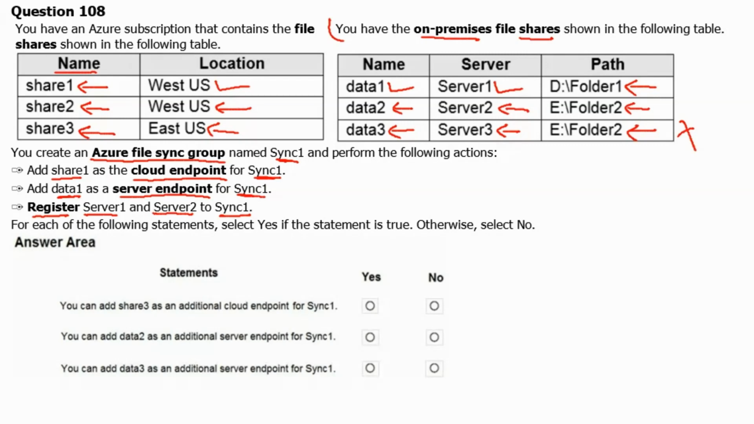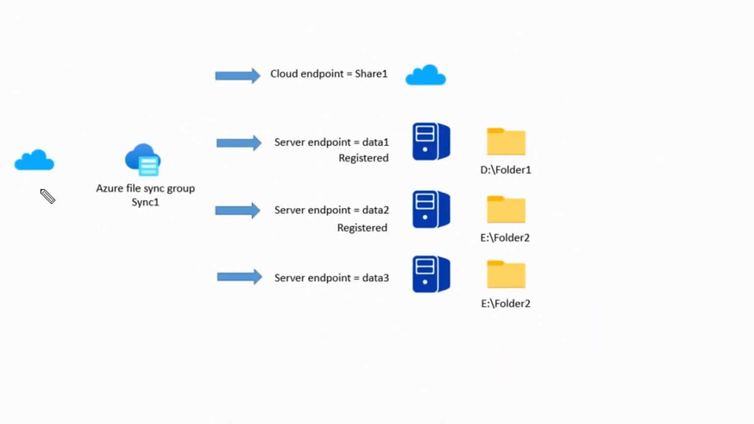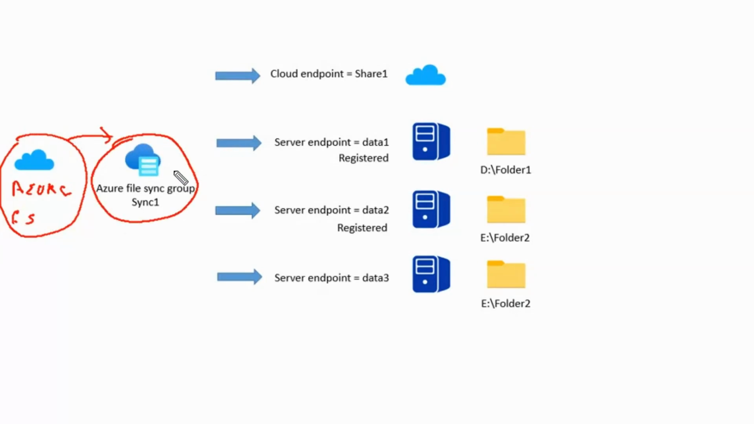Let's visualize this question on the diagram. As per the question, we have Azure File Sync. This picture represents that, and that File Sync has an Azure File Sync group, which is sync1, and that sync1 has a cloud endpoint, which is share1. And please note, each sync group can have only one cloud endpoint.